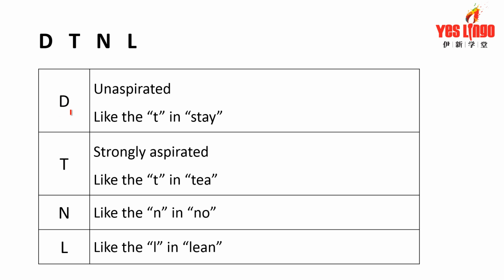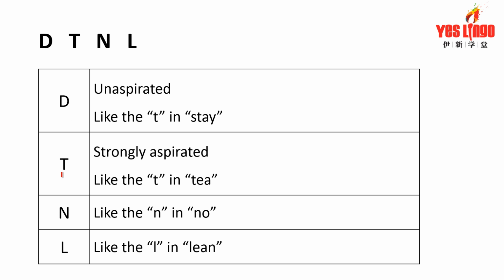D is unaspirated and is similar to the T sound in stay. See how I'm not blowing air through my mouth? Stay. D. Make sure that you touch the tip of your tongue to the back of your front teeth. D.